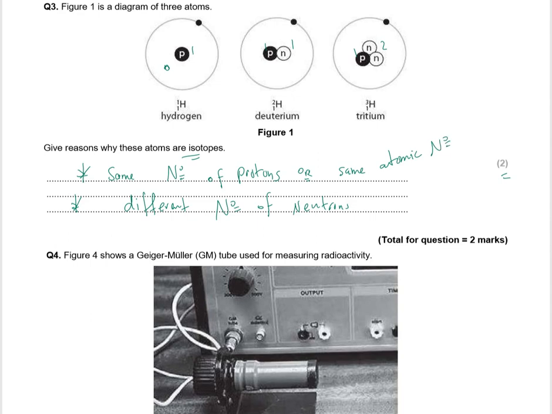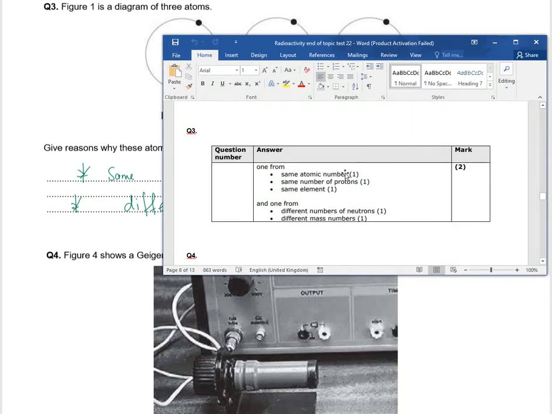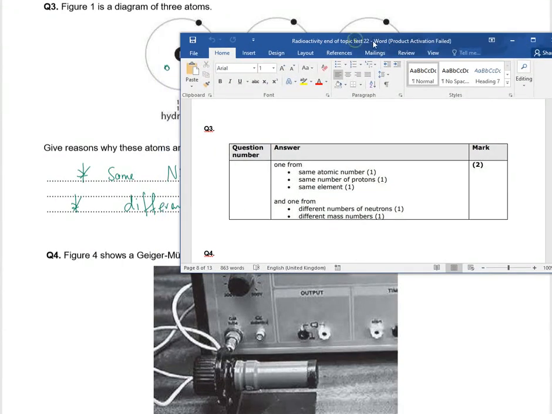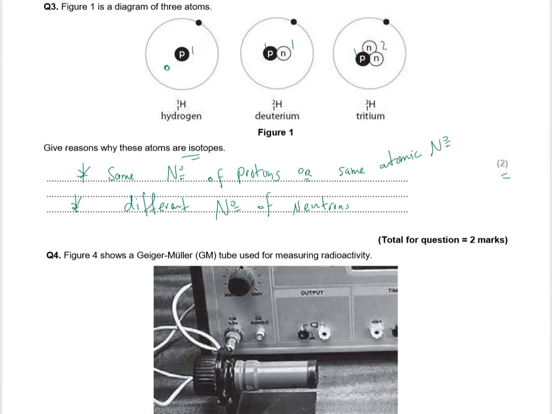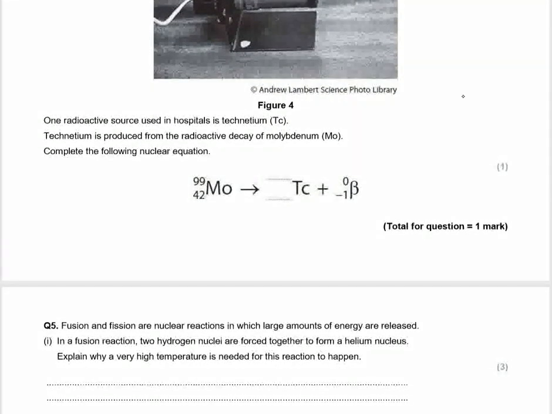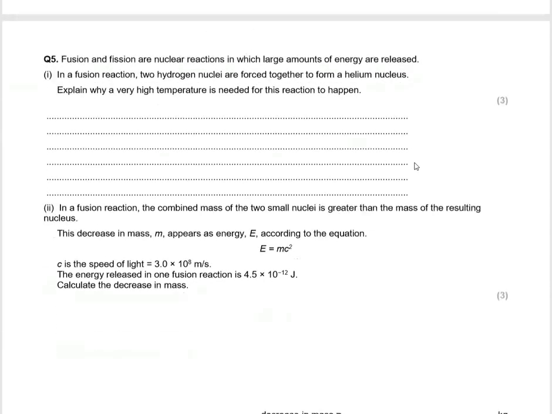Okay, alright, so there are a few possibilities here. I'll just also show you the mark scheme. So same atomic number, same number of protons, same element. Okay, I may give those who said same element a mark. But for different number of neutrons, different mass number. Alright, okay, now this one here is the easiest one. 9943 on the top. This is straightforward. Okay, right, now let's take a look at this one here.